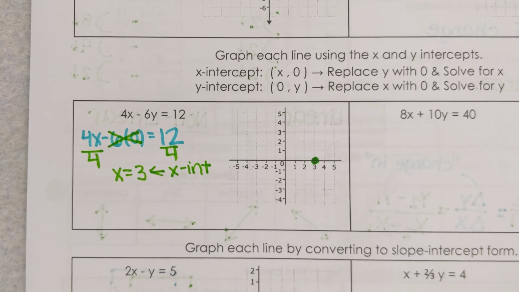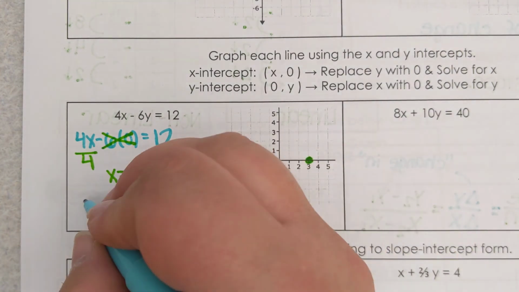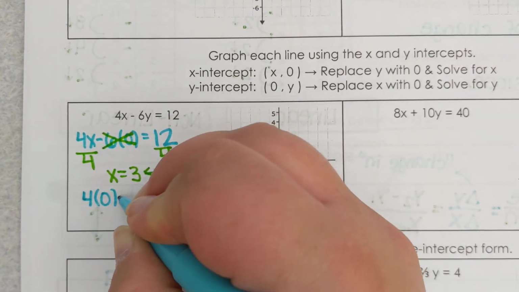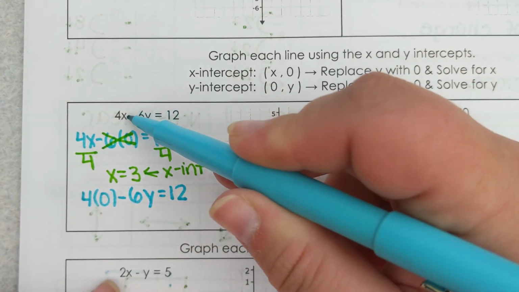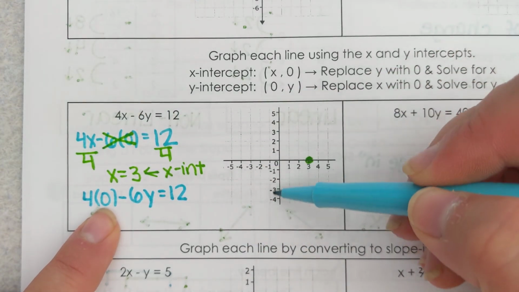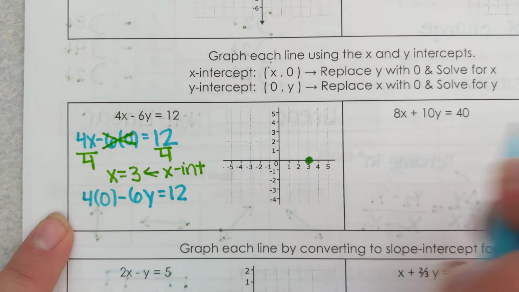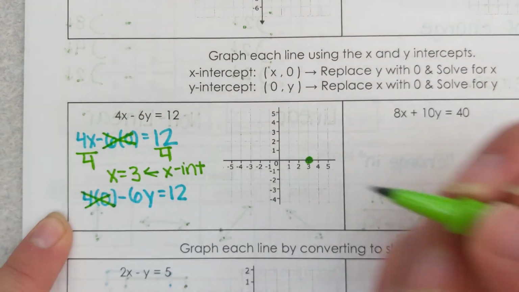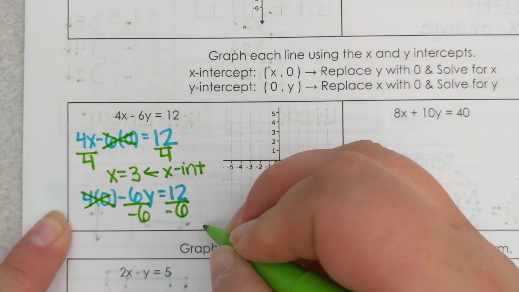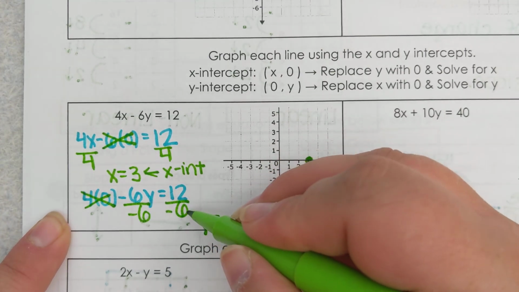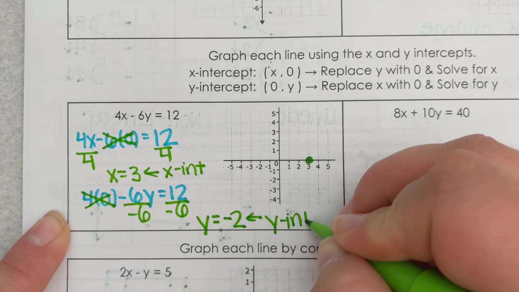For the y-intercept, it's very similar, but this time you're going to replace x with 0. Okay, so you replace the opposite variable with 0 so that you have the one you're looking for left. So I'm going back up here, but I'm changing x to 0, because that's going to give me the y-intercept, because along the y-axis, x is 0. So now, that's 4 times 0 is 0, and I just need to divide by -6. 12 divided by -6 is -2. And that is my y-intercept.